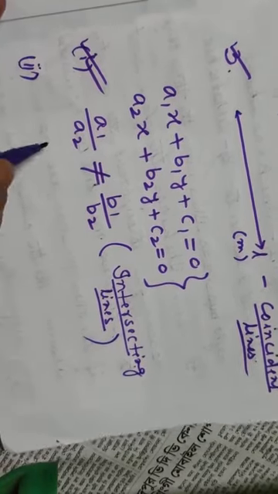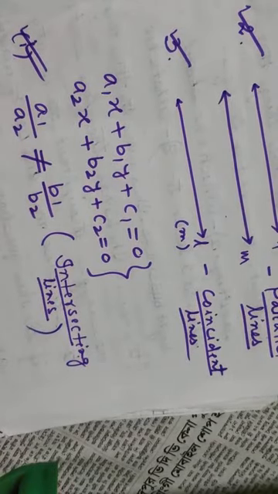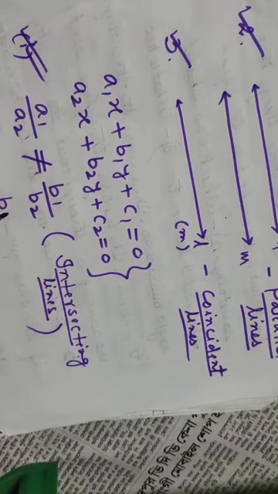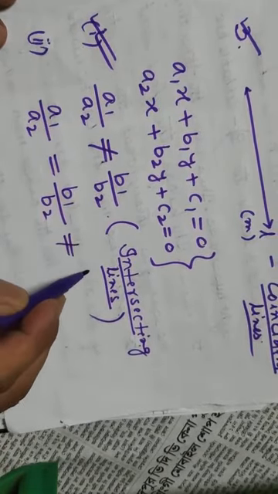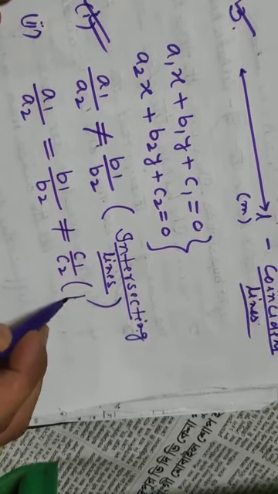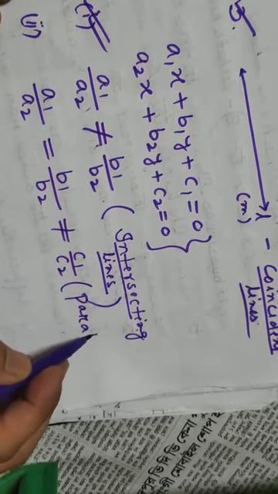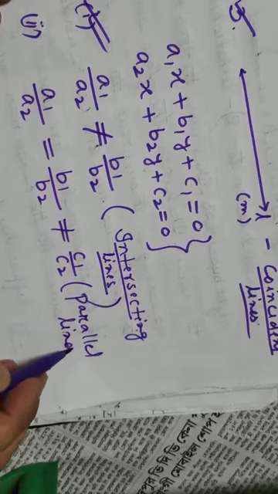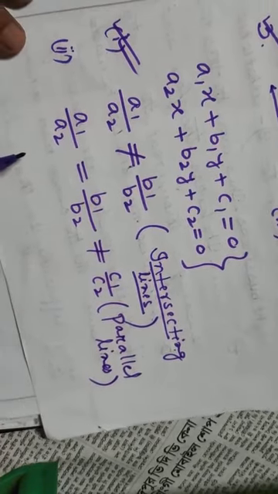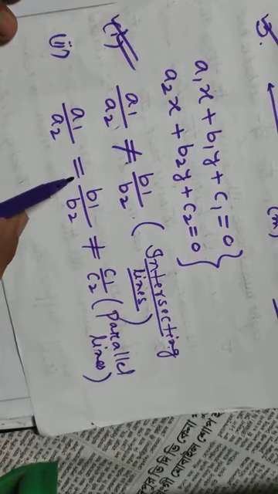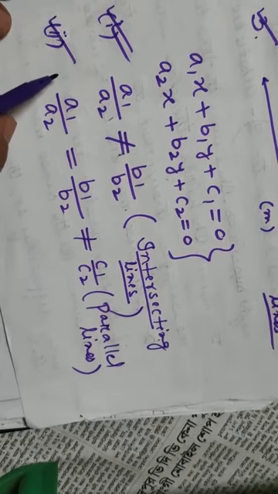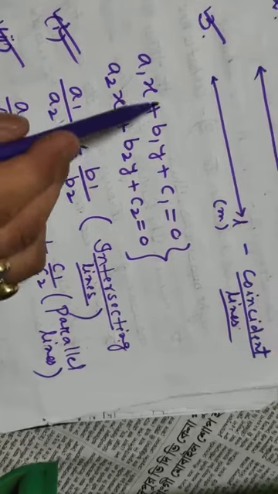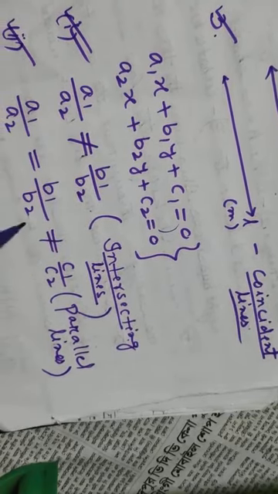Then number 2, about the parallel lines. For the second case, we always find that a1 by a2 is equal to b1 by b2, but it is not equal to c1 by c2, if the lines are parallel lines. If the lines are parallel, then the condition will be a1 by a2 equal to b1 by b2, not equal to c1 by c2. And for this there will be no solution. The given pair of linear equations will have no solution.